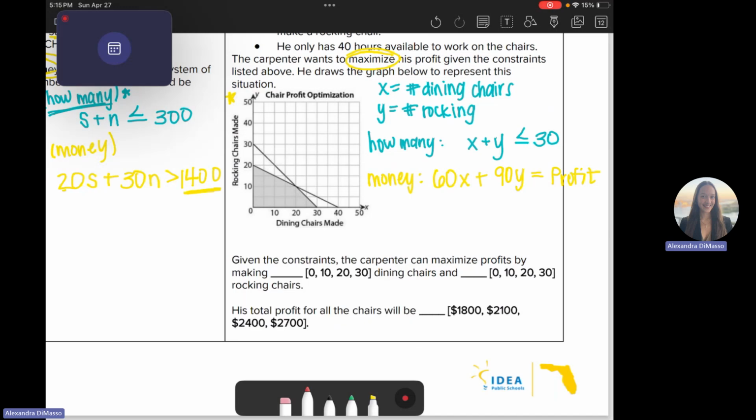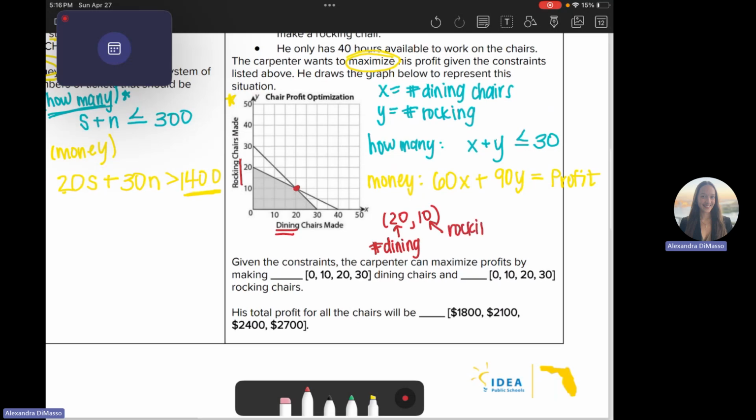So mine intersect right here at this point, 20, 10. And the question is, what does that stand for? So the 20 stands for, on my x-axis, my number of dining room chairs made. So this is number of dining chairs. And then my y value is going to be the 10, which is my number of rocking chairs. All right, so the point where they intersect is your solution, which is why I'm saying I didn't even need to write this equation. Again, I just did it to help you out.